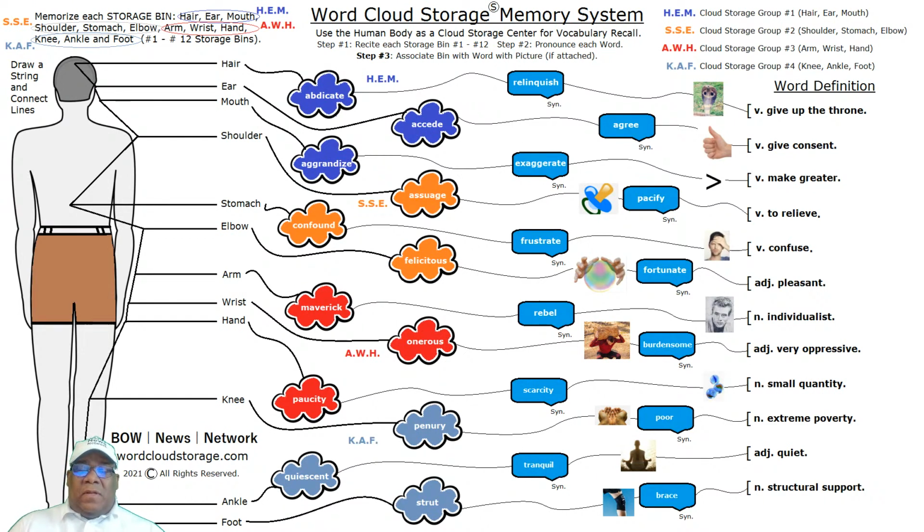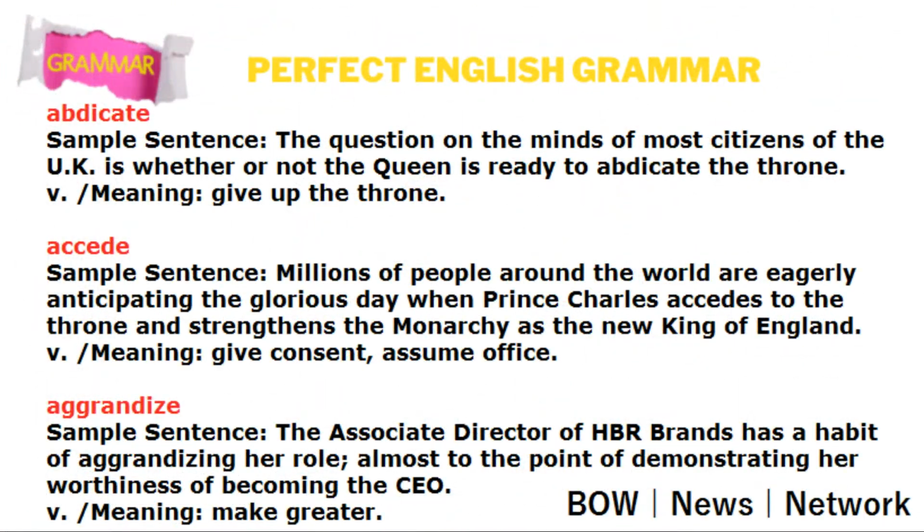Let's look at the next word on the list, which is aggrandize. I want to make sure that we're pronouncing that correctly. Aggrandize, and that is verb, make better or exaggerate. We see the greater-than sign, which is a symbol for anything greater, make greater. Let's see how it's actually used. Aggrandize: the associate director of HBR Brands has a habit of aggrandizing her role, almost to the point of demonstrating her worthiness of becoming the CEO. And that is verb meaning make greater.